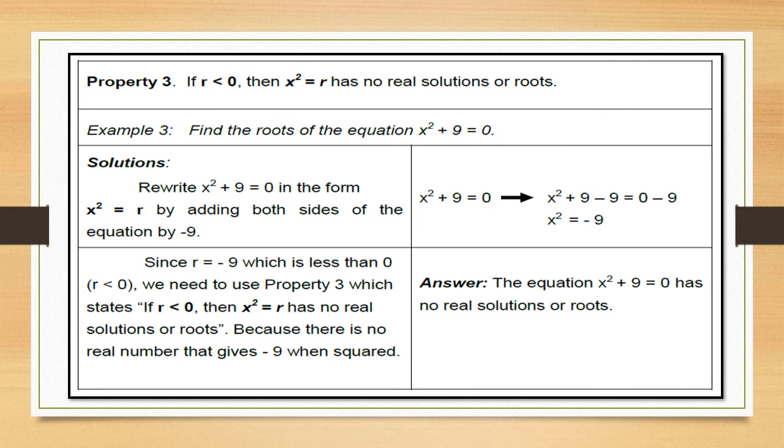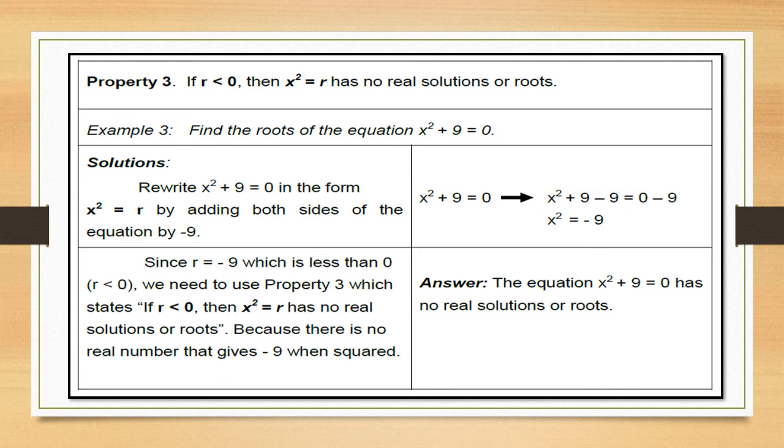Property 3: if r is less than 0, then x squared equals r has no real solution or roots. Example 3: find the roots of the equation x squared plus 9 equals 0. Solution: we write x squared plus 9 equals 0 in the form x squared equals r by subtracting 9 from both sides of the equation.